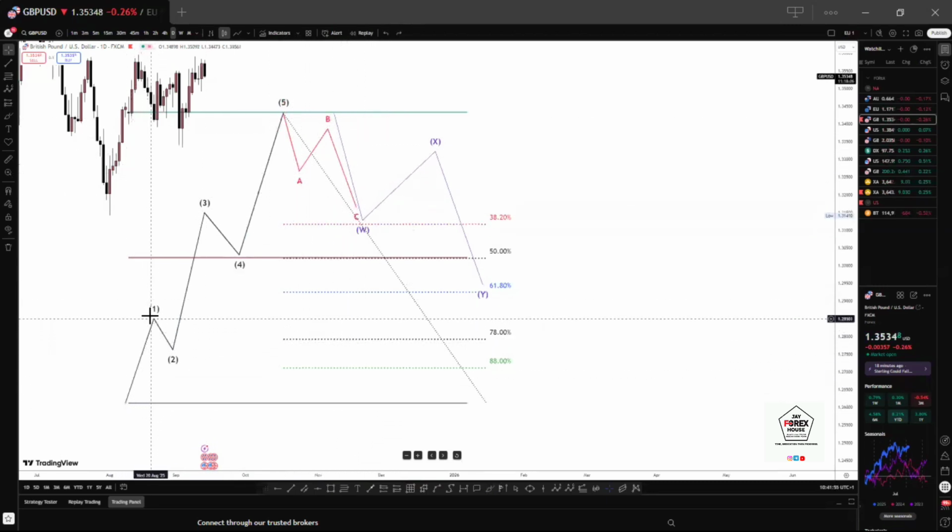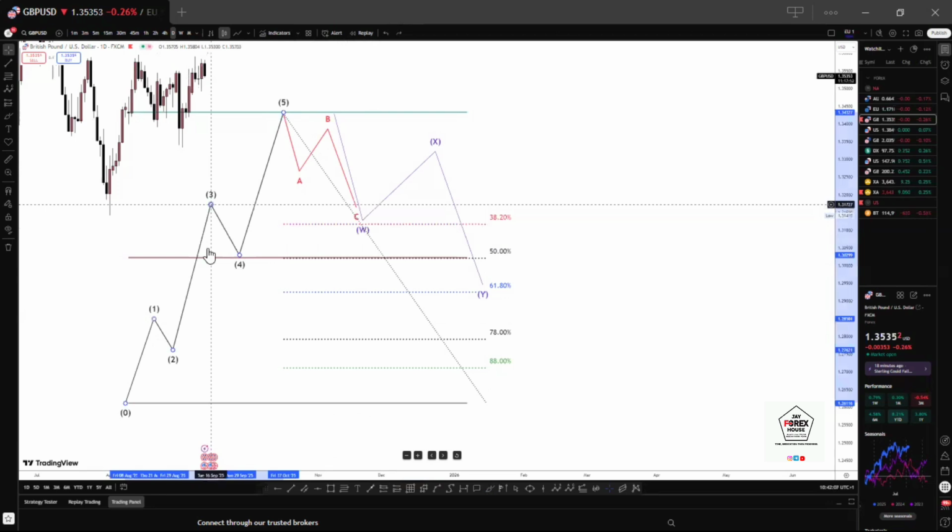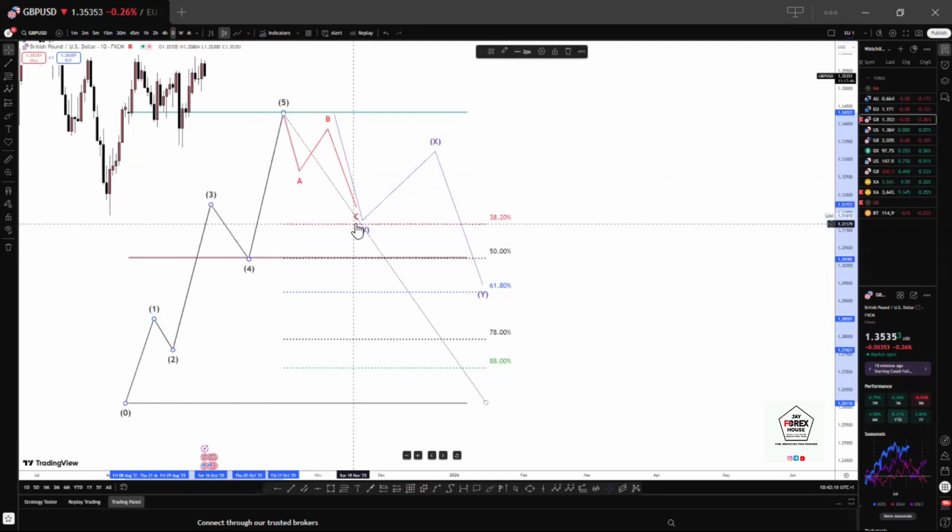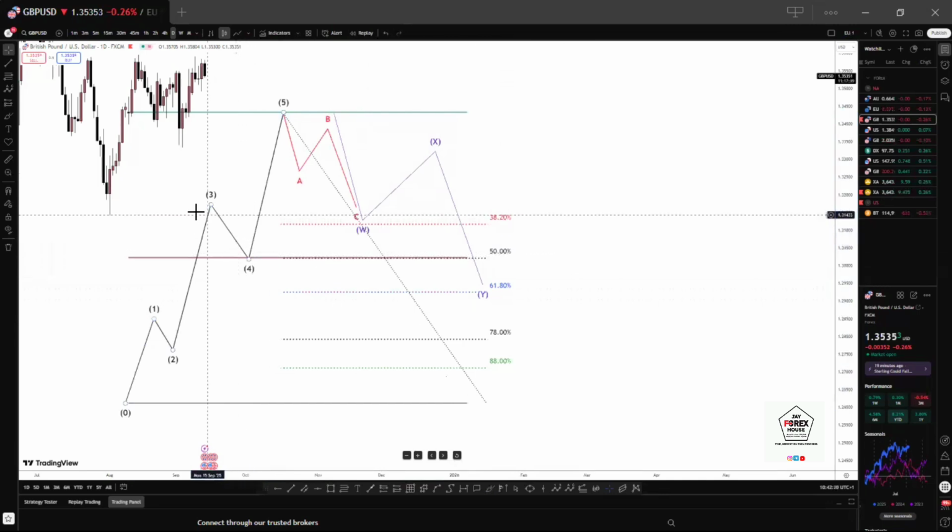So 1, 2, 3, 4, 5 forms with 1 because it's impulsive. ABC forms with 2 because it's the correction of wave 1. 1, 2, 3, 4, 5 forms with 3 because it's impulsive, which is also the longest wave within the impulsive 1, 2, 3, 4, 5. And then ABC forms with 4, or maybe something like a WXY forms with 4. Okay. And then we have a 1, 2, 3, 4, 5 forming with 5. So it's always wave within wave because we're actually analyzing multiple time frames. We're looking into different time frames at the same time.